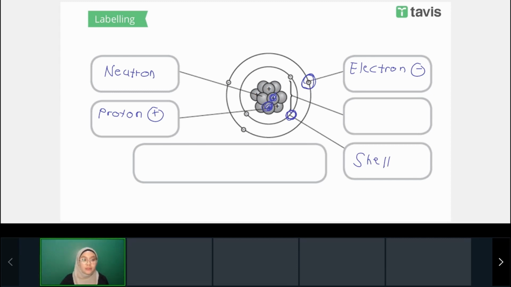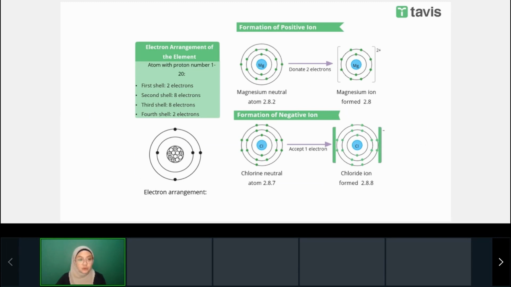Okay, how about neutron and proton? Neutron and proton are in the nucleus. Okay, when I say the number of proton is 10, then the number of electron must be 10, because the proton number equals the electron number. Okay, we are done with the structure of the atom. The periodic table is also done. Now, let's learn about the electron arrangement.